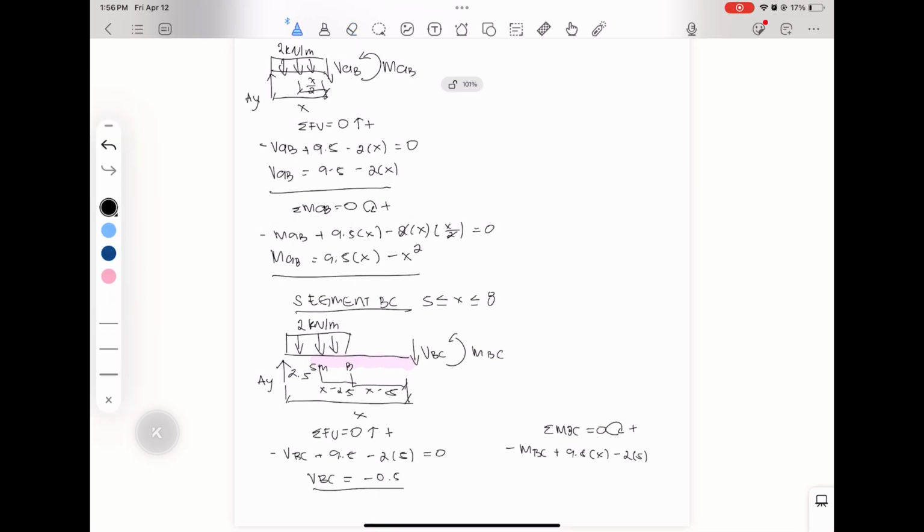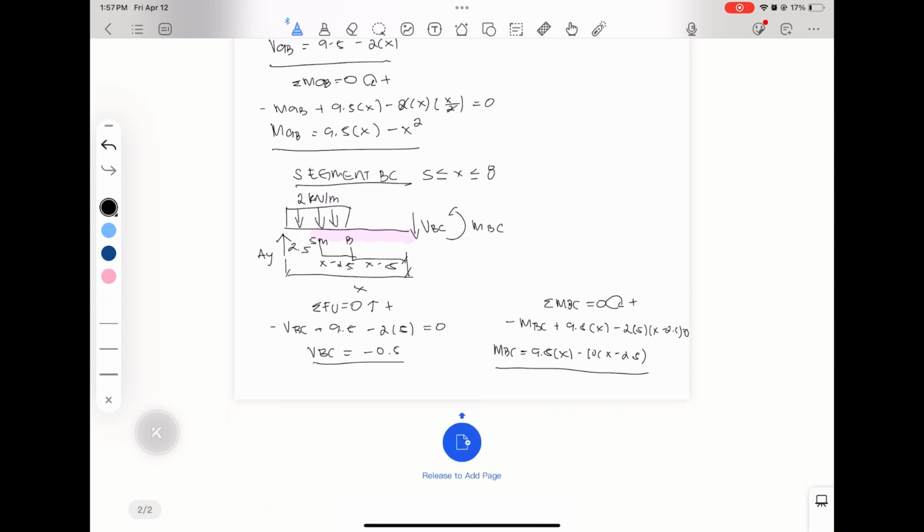So 5 and x minus 2.5 is equal to 0. Now I just have to transpose MBC. So MBC is equal to 9.5x minus 10 times x minus 2.5. I got 10 from 2 times 5. Okay, now we have the moment for segment BC.